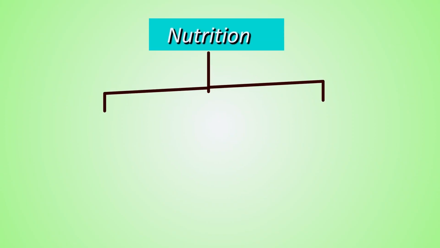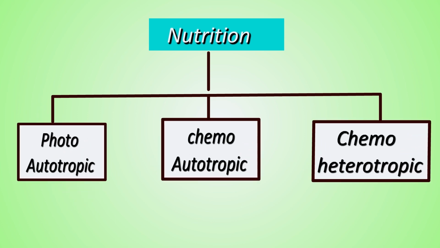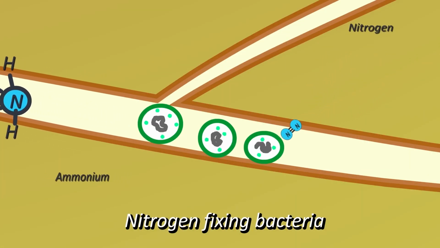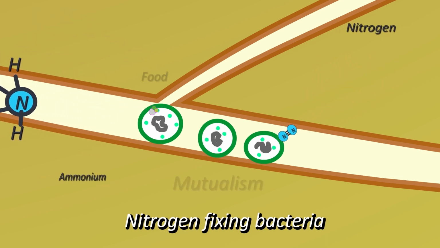Prokaryotes have different modes of nutrition: photoautotrophic, chemoautotrophic, and chemoheterotrophic. Some of the bacteria even have a symbiotic association with higher plants. These bacteria fix atmospheric nitrogen for the plants and in return, the plant gives protection and nutrition to the prokaryotes. This type of symbiotic association is called mutualism.